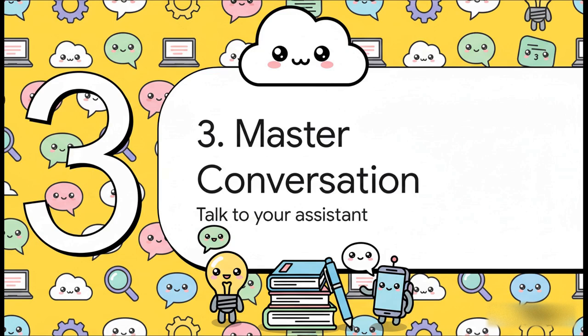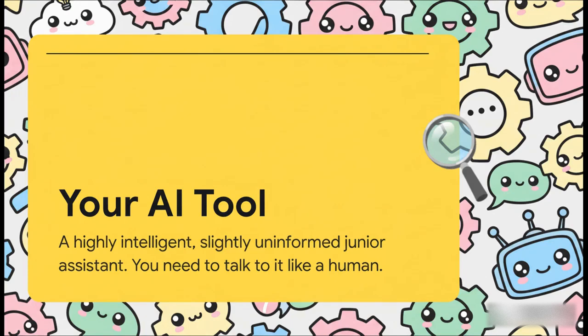This is where the magic really happens, and it's all about learning how to communicate effectively with your new tool. I want you to completely reframe how you think about AI with this one simple analogy. Think of your AI tool as a highly intelligent but kind of uninformed junior assistant. It's brilliant, but it knows nothing about your project until you tell it. You have to talk to it just like you talk to a person.